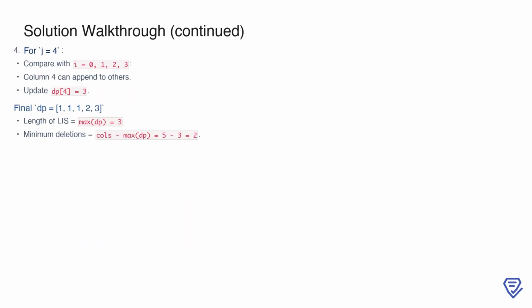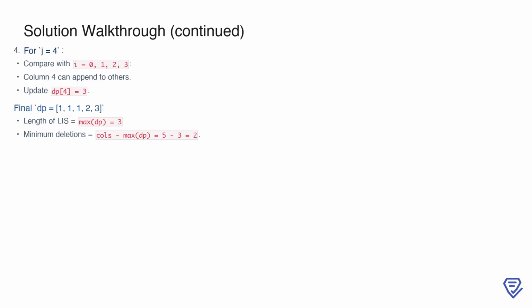Finally, we evaluate column 4 by comparing it with all previous columns. For each comparison, column 4 satisfies the condition to append to earlier columns. As a result, we update dp4 to 3, reflecting the longest increasing subsequence ending at column 4.